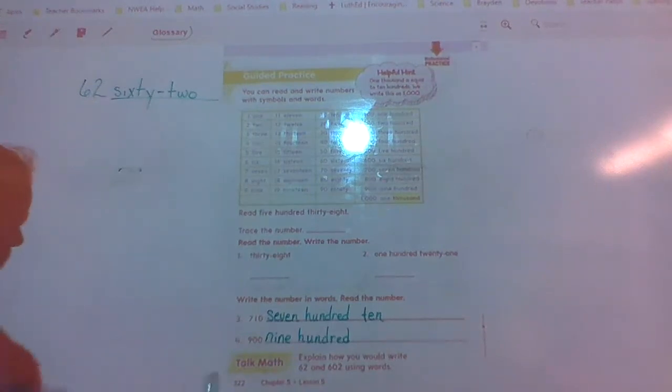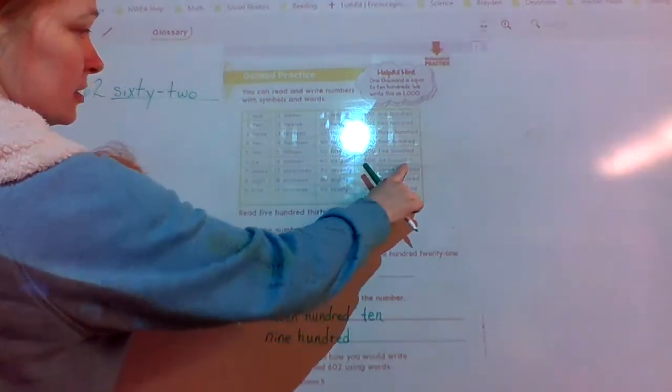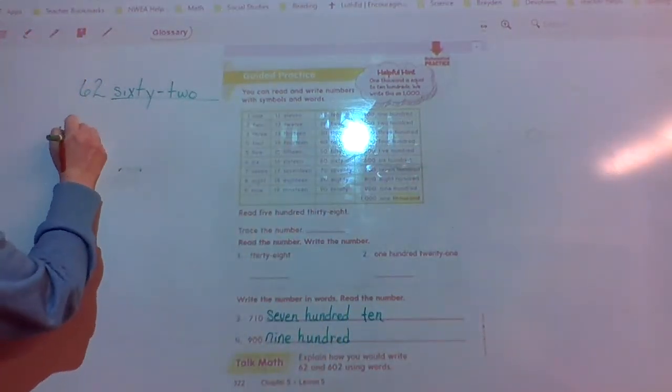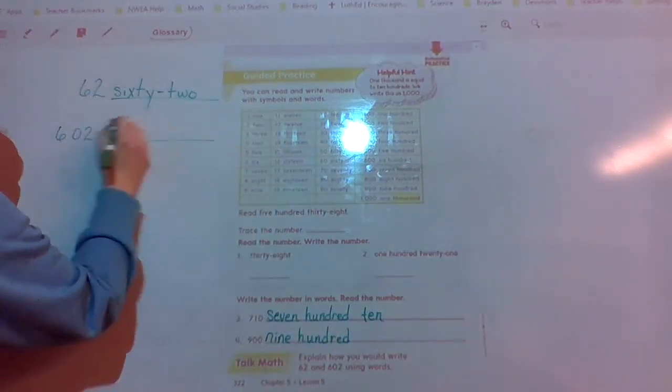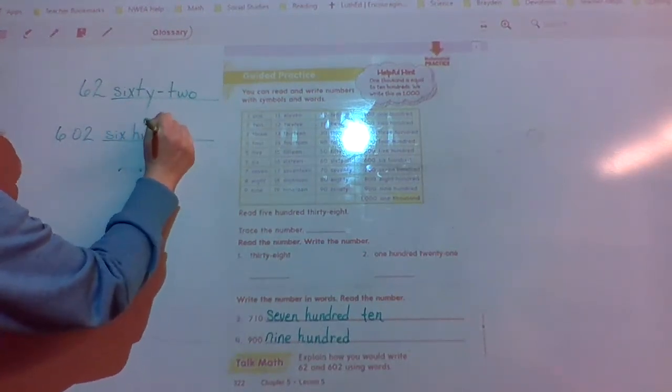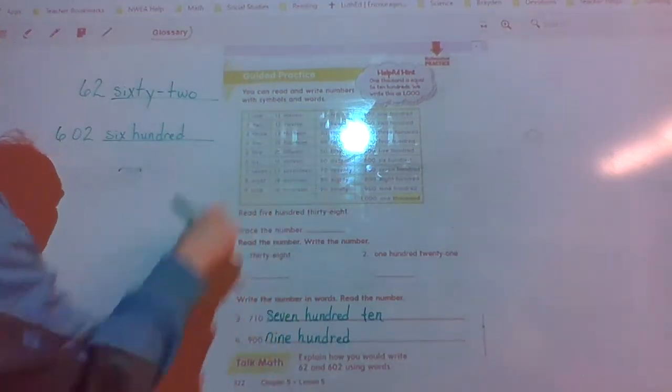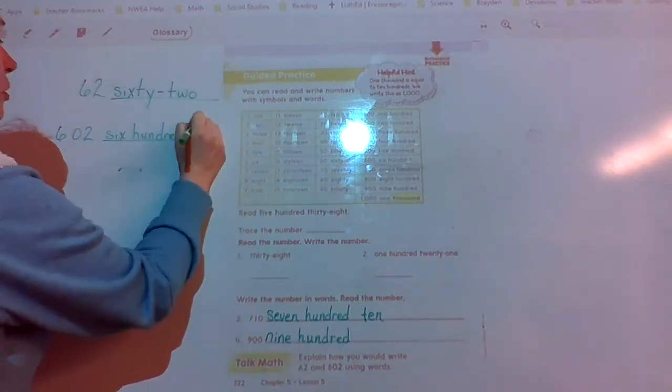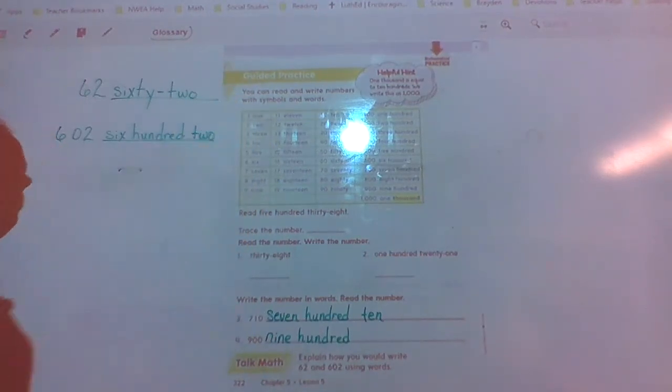But now we have 602. That's a different number. That's a 3-digit number. This is 2-digit. So I can look at my hundreds. So I write 600. I don't have any tens, so I don't have to worry about any TY words here. And it says 2. So 602. That's all I write.